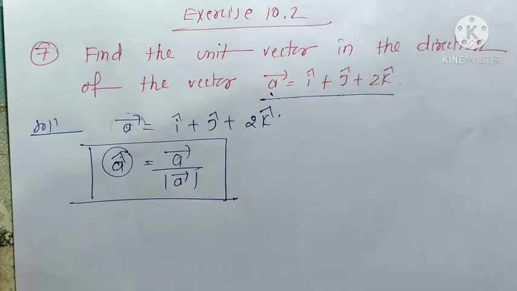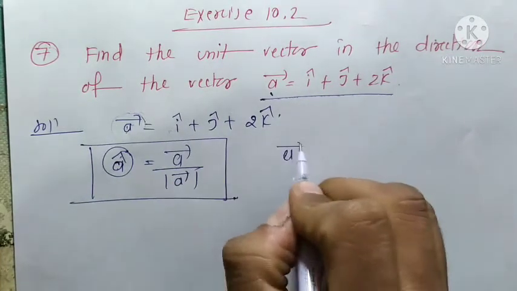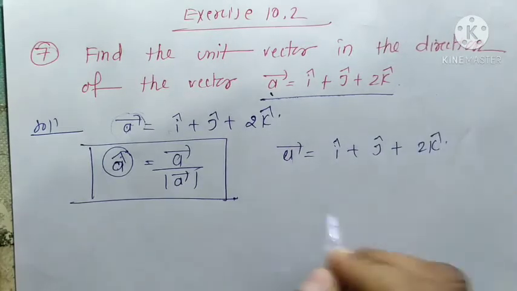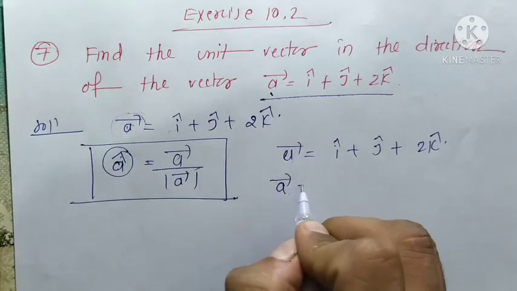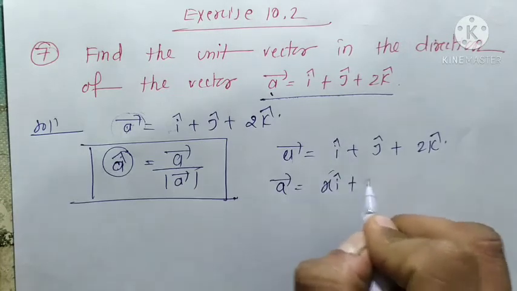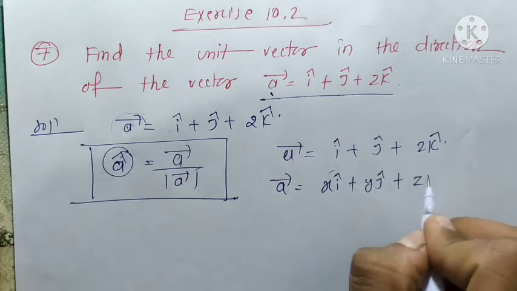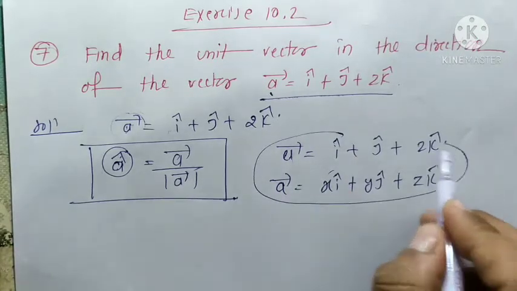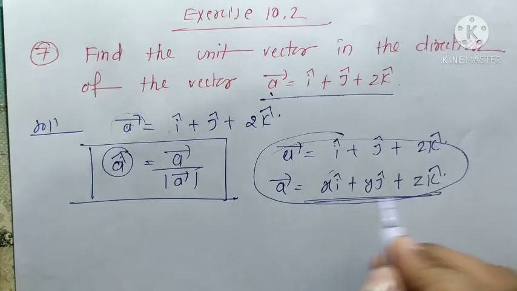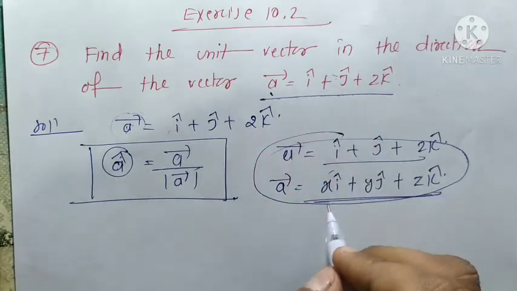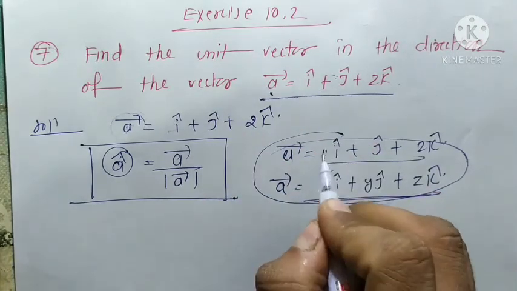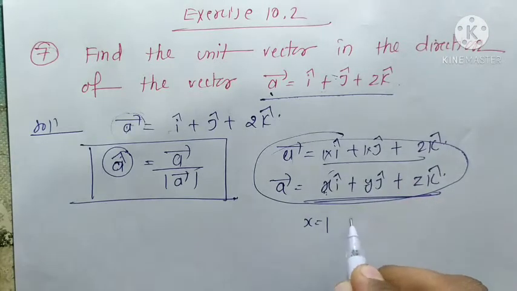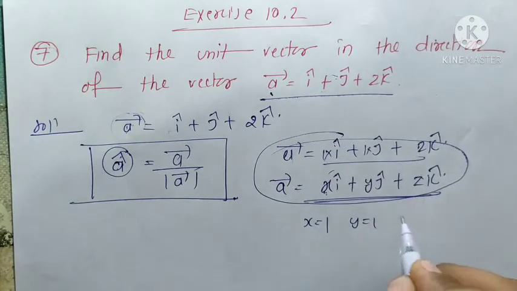So here A is equal to i plus j plus 2k, and the general form we write is xi plus yj plus zk. When we compare both these vectors, the general form and the vector given in this question, what is the value of x? x is equal to 1, y is equal to 1, and z is equal to 2.